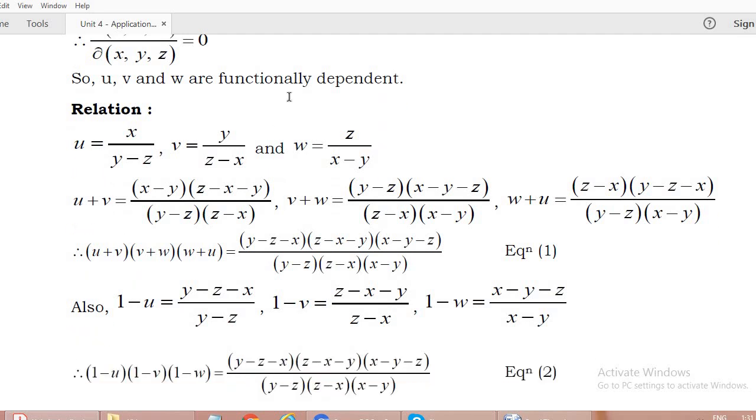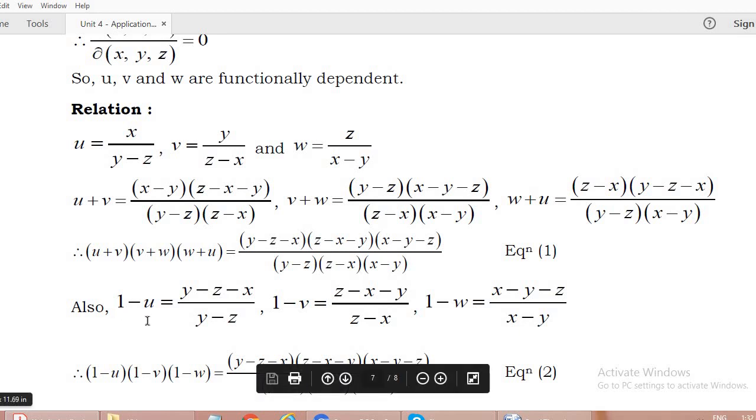Finding the relation is not so easy here, and for that, see u plus v. We are simplifying u plus v, we are getting equal to this. Similarly, once we have written, we can directly write v plus w and w plus u. So the product u plus v into v plus w into w plus u is coming as this expression. Let us call this as equation number 1.